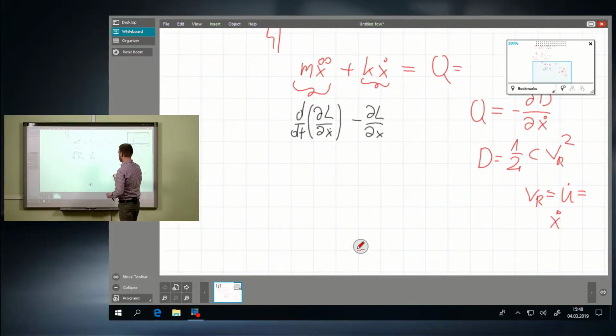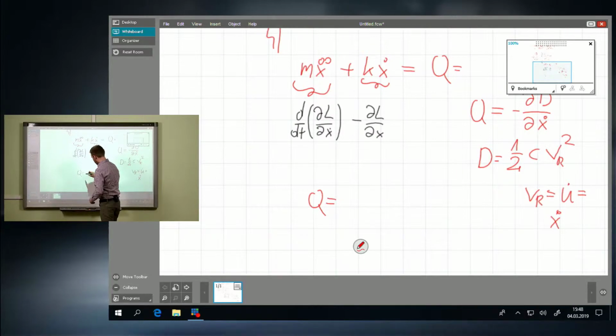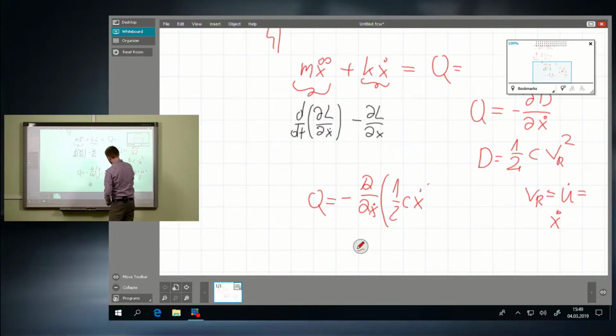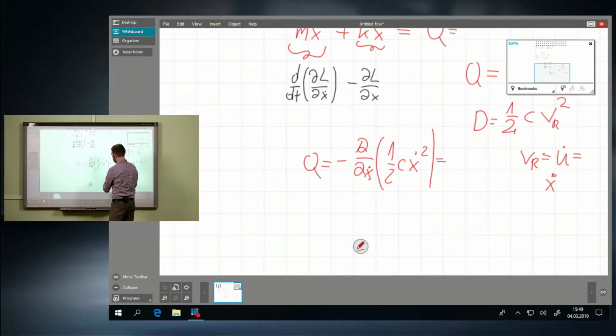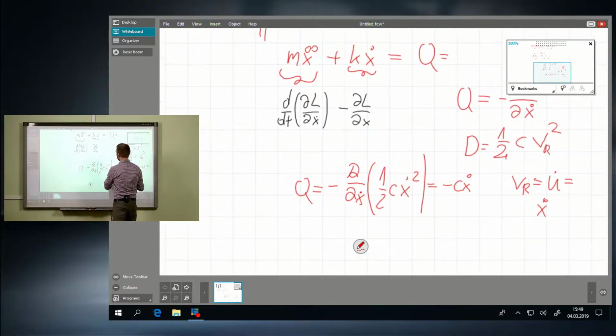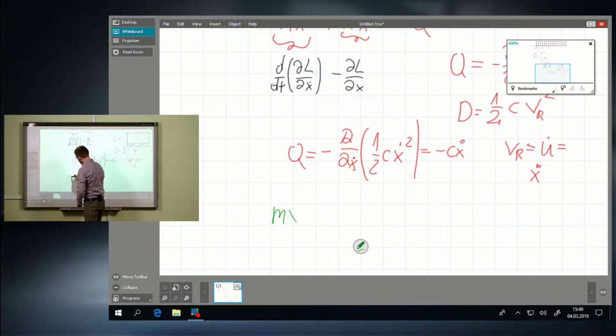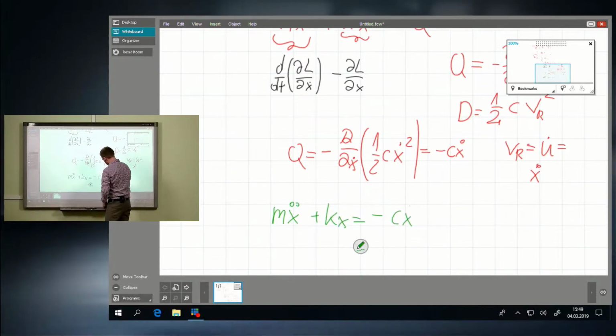It means that if we want to compute that extra force, we have to take the minus partial derivative with respect to x dot of 1 over 2 c x dot squared. And as a result, we see it's a minus c x dot. Okay, and now we are able to include that fact. It means that I will rewrite that equation. I mean, here we have m x double dot plus kx minus c x dot.